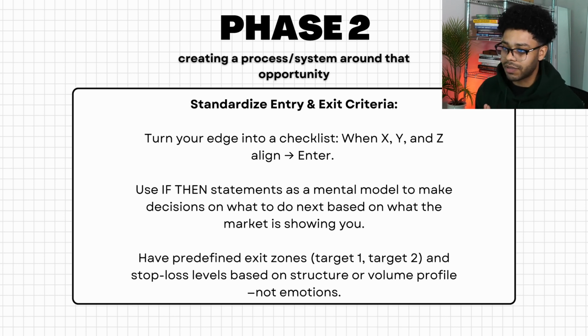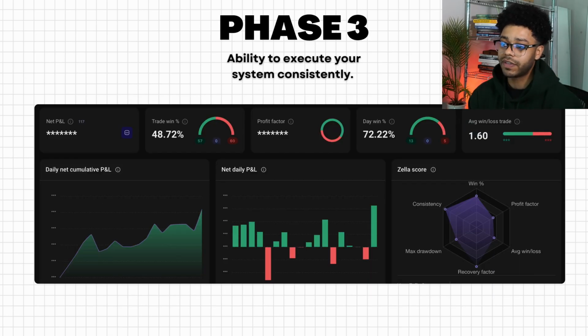So use if-then statements to make all your decisions, but also have a criteria that you need so that you are able to actually take advantage of the opportunity that you see in the market. So that's going to be phase two. Do you have a process or a system that you can use and execute whenever your opportunity arises in the market? I'll show you a live example here in a moment.